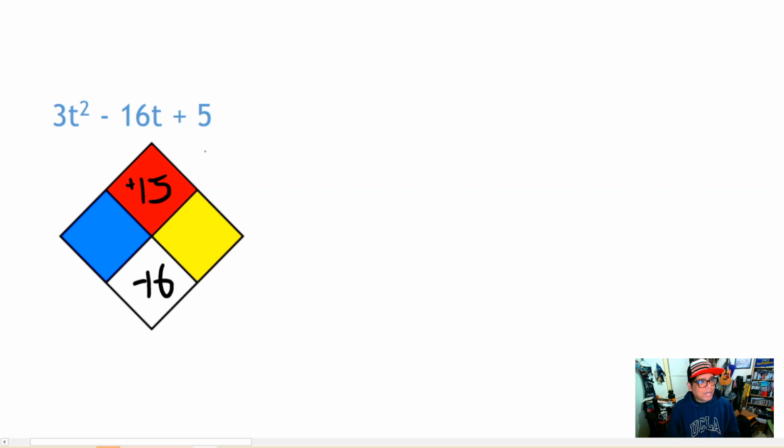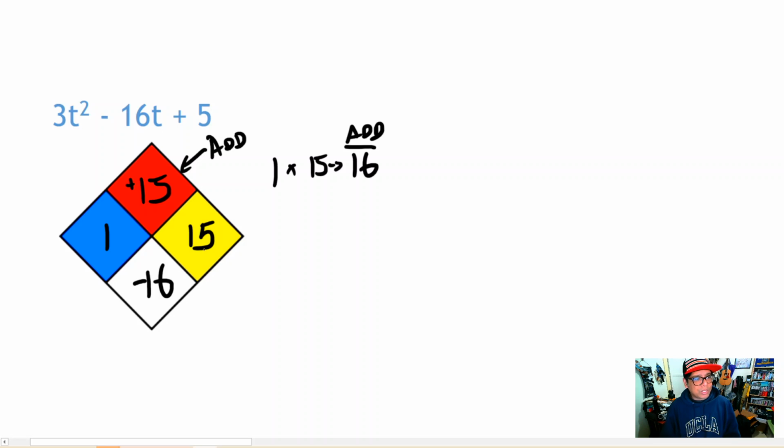I notice that the red box is positive, so I need to add my factors. Let's get the factors of 15. 1 times 15, and if I add them together, I get a 16, which is exactly what I'm looking for. So let's put a 1 and a 15 in the blue and yellow boxes. And if I want to make a negative 16, I've got to make both of these negative. Negative 1 plus negative 15 is negative 16.